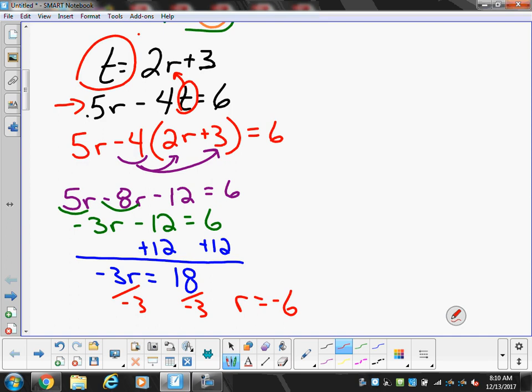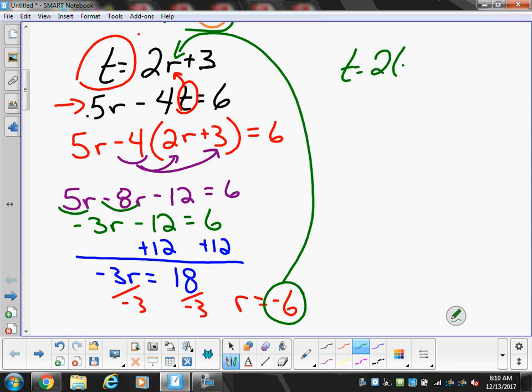Okay, so just like on the previous one, now I need to find what t is. So I'm going to take that negative 6 and plug it back in for r in that first equation. So t equals 2 times negative 6 plus 3. So t equals negative 12 plus 3. So t equals negative 9.